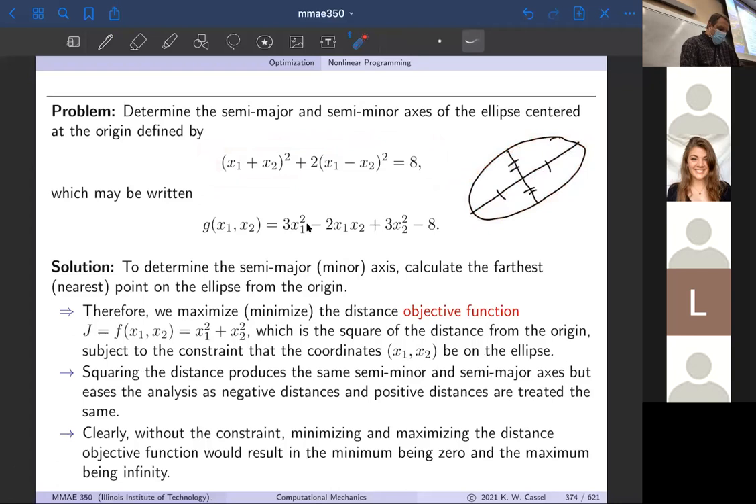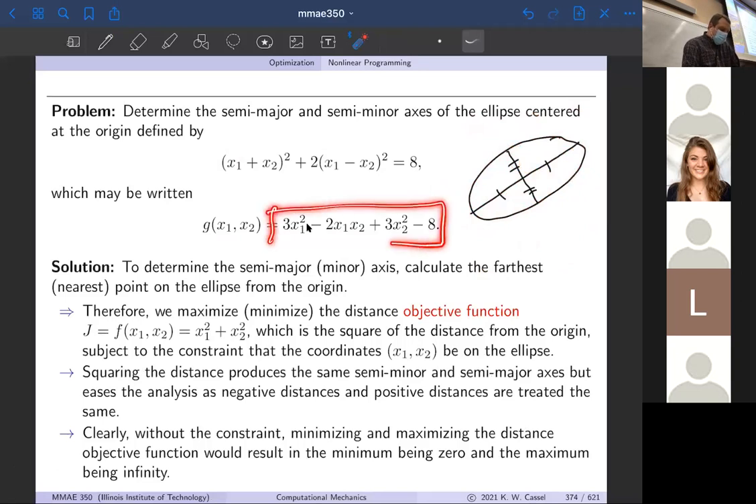So if you multiply it out and simplify it a bit, that gives you your constraint. We'll call the constraint G. It's a function of the two design variables, x1 and x2, which are the coordinates. And it says that the values of x1 and x2 have to be such that they are somewhere on your ellipse. So this is x1 and x2 coordinates, but you can't just have any x1 or x2 coordinates. They have to be such that they together sit on that ellipse. So it's a constraint on the relationship between x1 and x2.